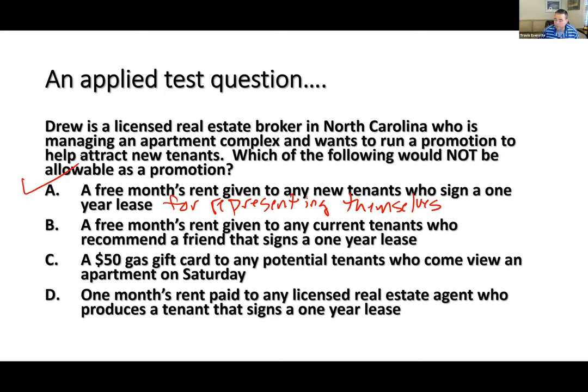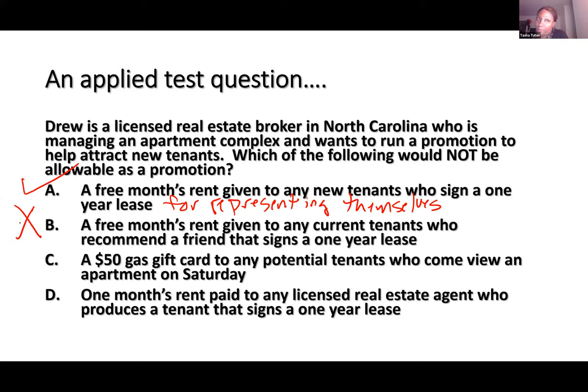So that's okay. We can do that one. Look at B: three months' rent given to any current tenants who recommend a friend that signs a one year lease. Do you think that would be okay or not okay? No, not okay. I would say not okay, because we're paying them for representing somebody other than themselves. Does that make sense for everybody?